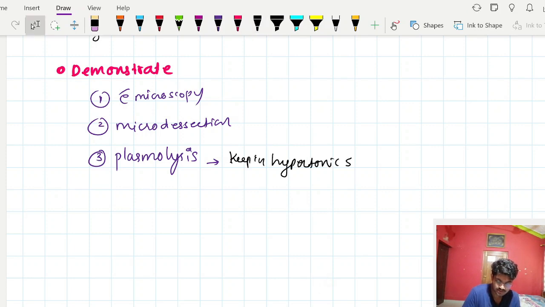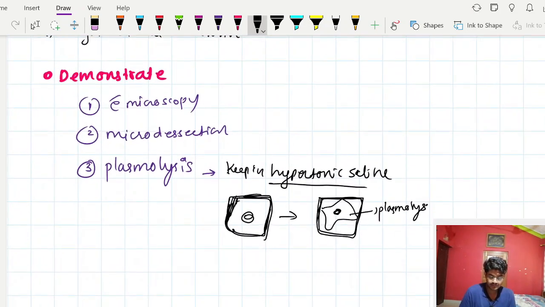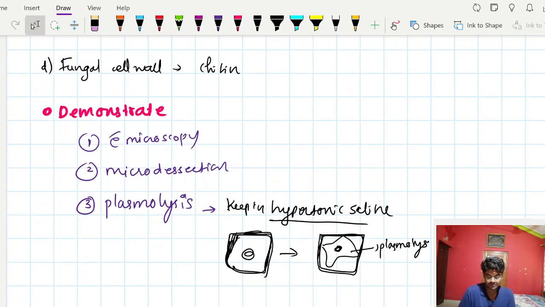hypertonic saline, what happens is that if this is the cell wall and this is the cell inside, the cell membrane will shrink here, and the cell wall can be easily identified. Here, plasmolysis. Okay, hypertonic saline. So these are the three methods to demonstrate the cell wall: electron microscope, microdissection, plasmolysis.